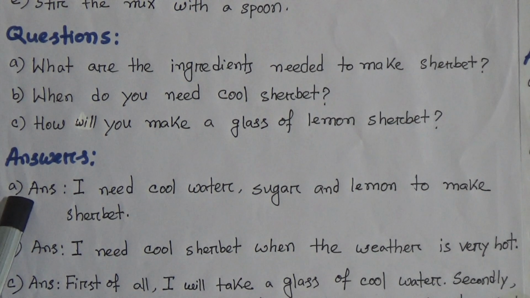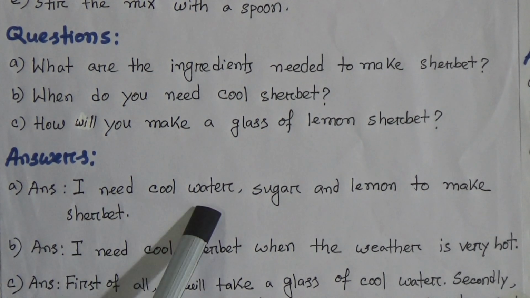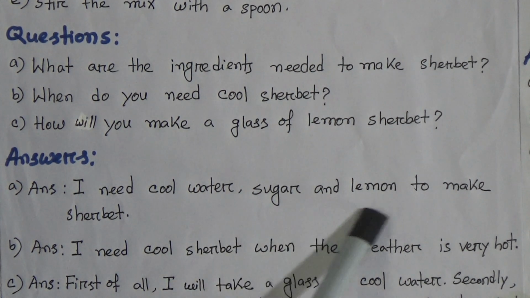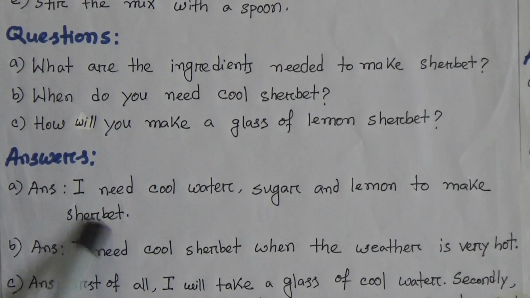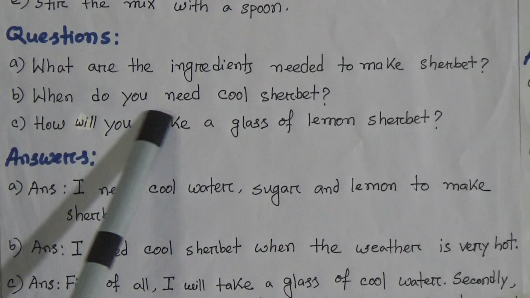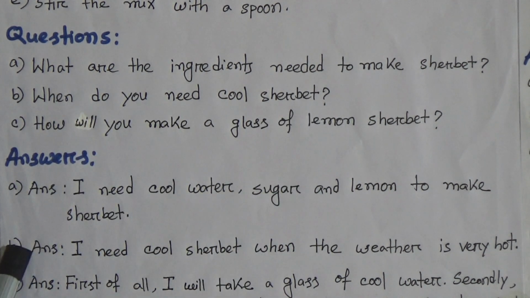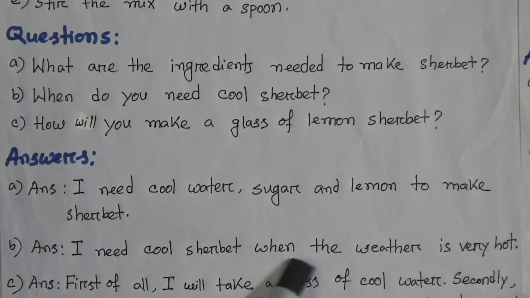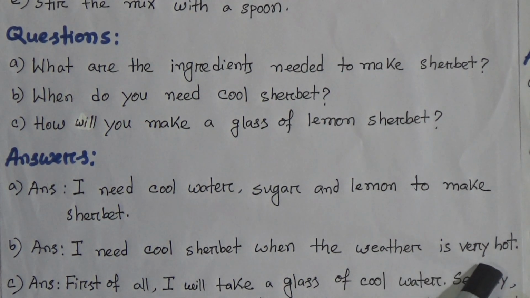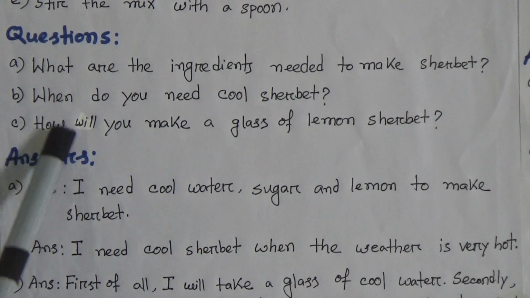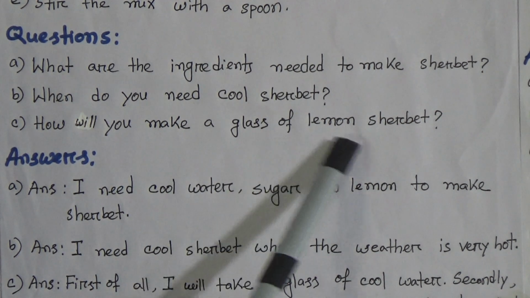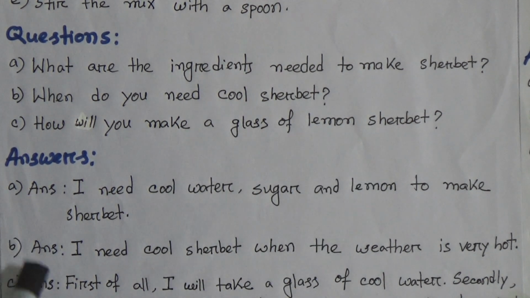Number A, what are the ingredients needed to make sharbat? Answer, I need cool water, sugar and lemon to make sharbat. Number B, when do you need cool sharbat? Answer, I need cool sharbat when the weather is very hot. Number C, how will you make a glass of lemon sharbat? So here you will describe the process of making a glass of lemon sharbat following the instructions.